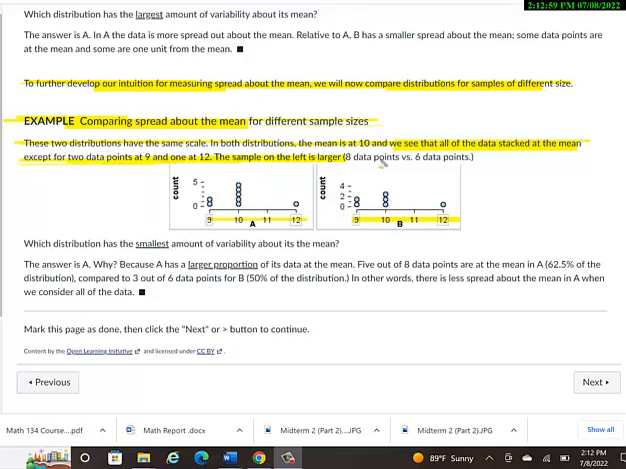The sample on the left is larger, 8 data points versus 6 data points. Which distribution has the smallest amount of variability about its mean? In this case, the answer is A. Why is that? Because A has a larger proportion of its data at the mean. 5 out of the 8 data points are at the mean in A, which is 62.5% of the distribution, compared to 3 out of the 6 data points for B, only 50%, or half of the distribution. In other words, there's less spread about the mean in A when we consider all of the data.